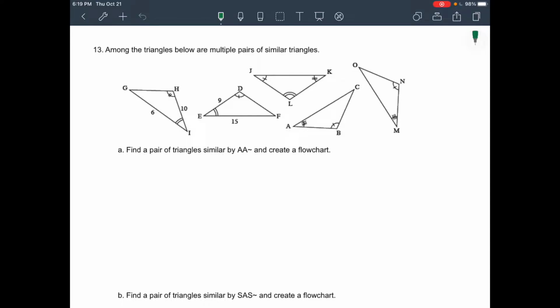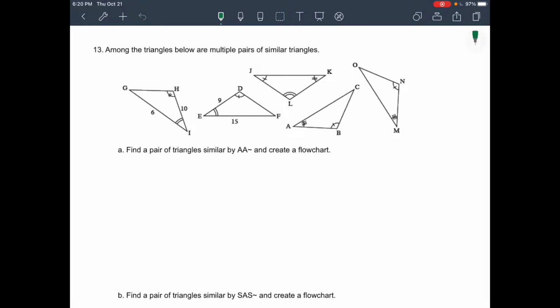All right, number 13, it says among the triangles below are multiple pairs of similar triangles. When it says that, there are multiple answers, I think, for A. For B, there's only one option, but for A, you could literally have different pairs and still be right. So when we do A, it says find a pair of triangles similar by AA similarity, create a flowchart. I'm just picking one of the options, but you can have different ones.